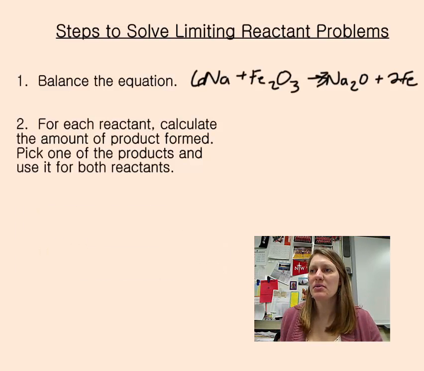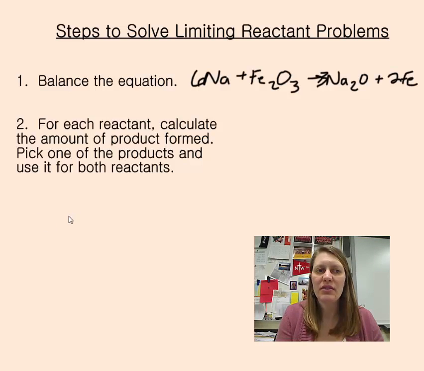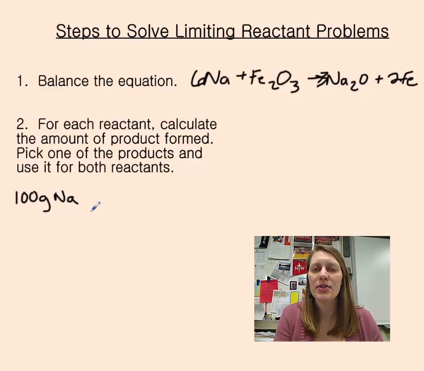Typically, you are going to be given a certain amount of reactant to start with. In this case, we're not given any amount, so I'm going to just choose an amount to start with. And we're going to just say we're starting with 100 grams of each of the reactants. So if I have my 100 grams of sodium, in order to figure out how much of the product I'm going to make, I need to convert it to moles and then to the moles of our product.